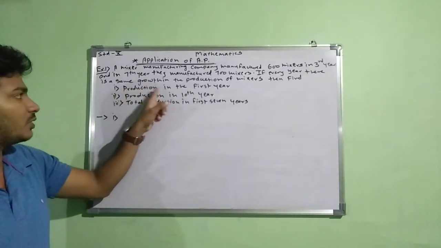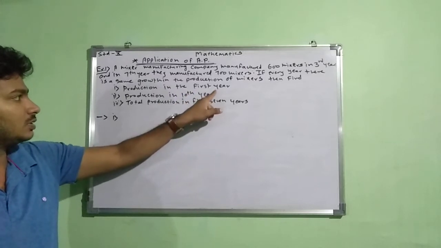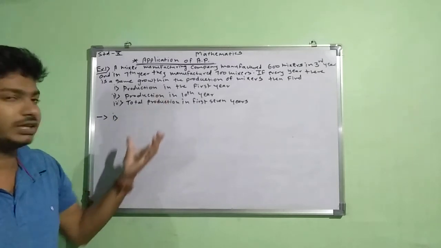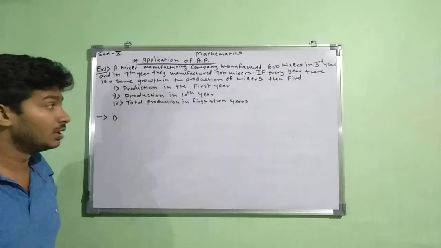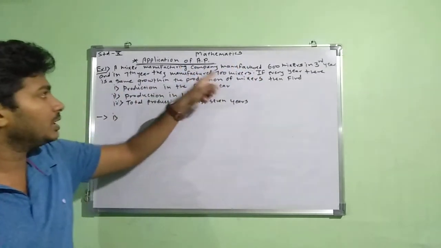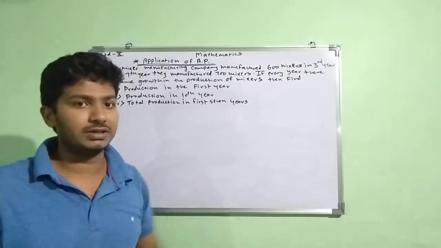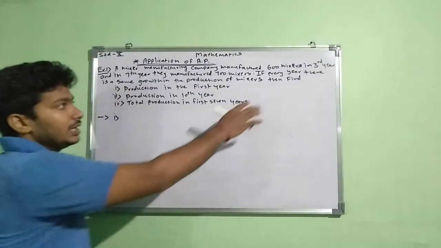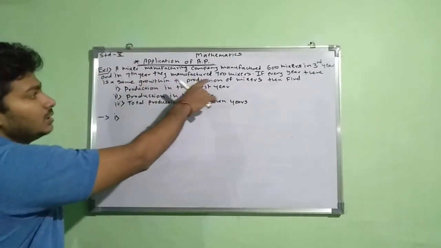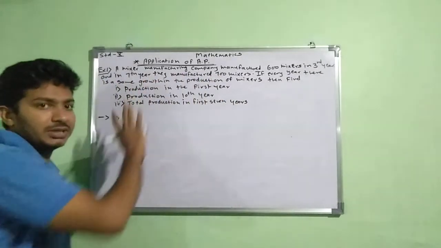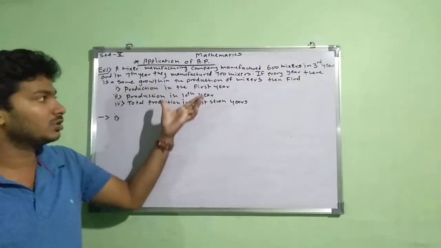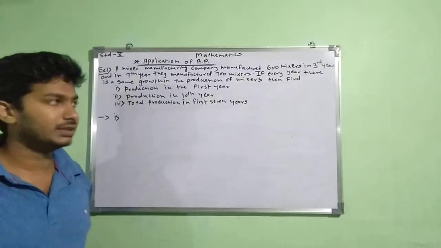So our first question is the production in the first year. What will be the production of that mixture manufacturing company in the first year, that we have to find. If you look at the question, they have given that the company manufactured 600 mixtures in the third year and 700 mixtures in the seventh year. Every year there is the same growth in the production. That is also our additional information.